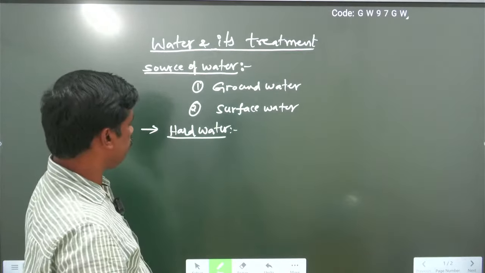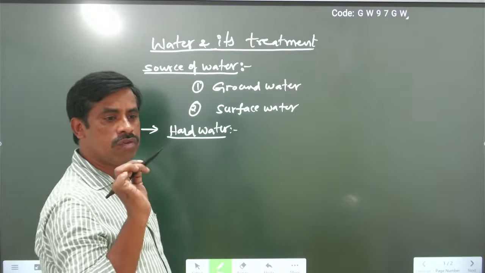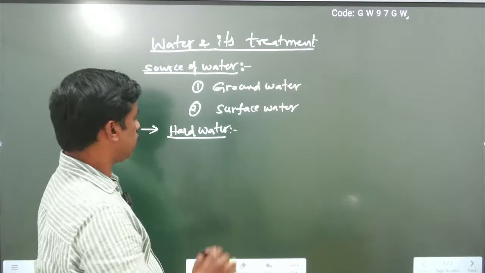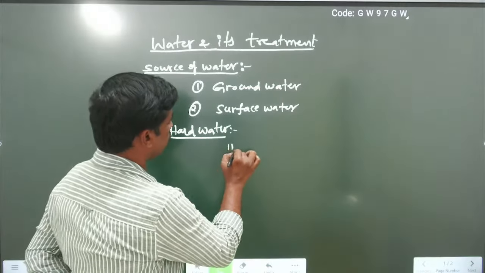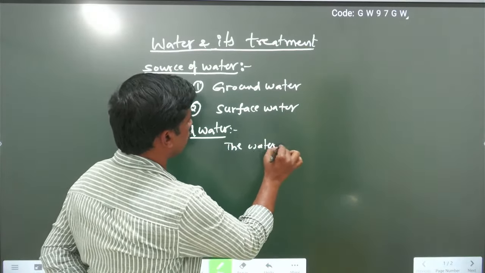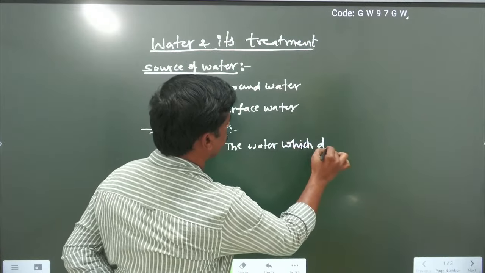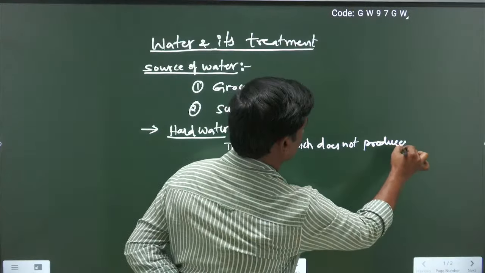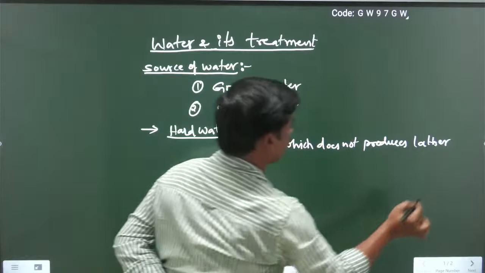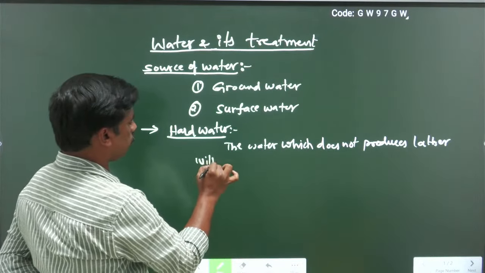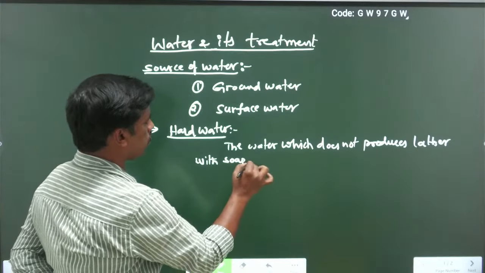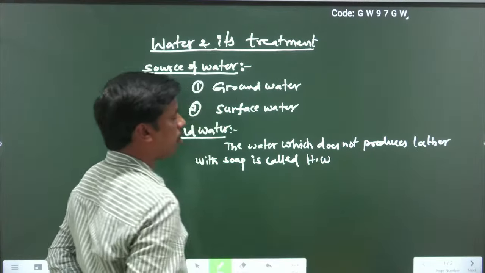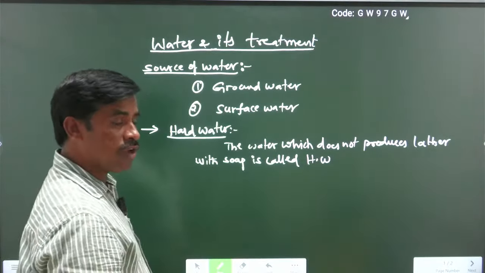Hard water, what is the definition? The water which does not give lather with soap is called hard water. The definition of hard water: the water which does not produce lather with soap is called hard water. HW, hard water.